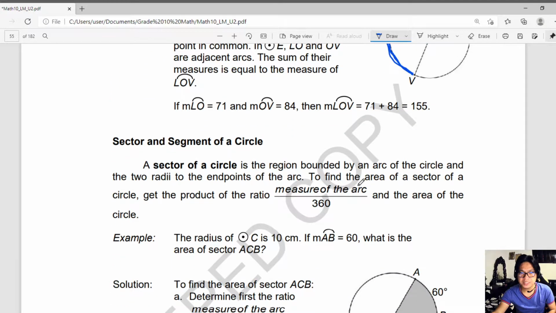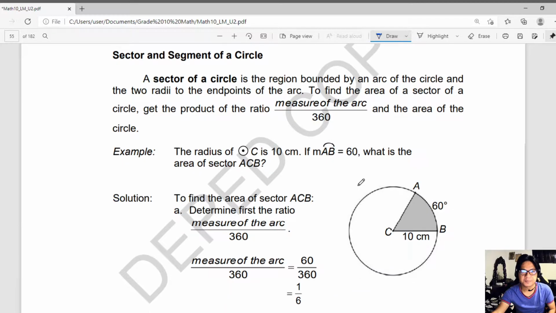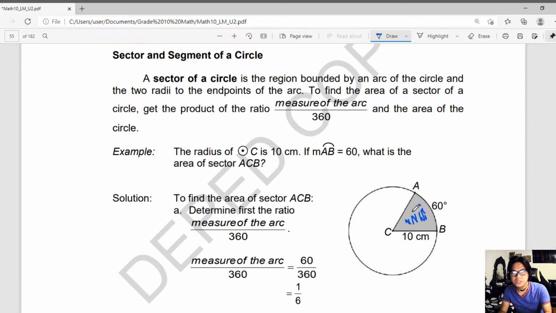Okay, let's proceed now to the sector and segment of a circle. So what is a sector of a circle? A sector of a circle is the region bounded by an arc of the circle and the two radii to the endpoints of the arc. So ito, yung shaded portion dito, ito yung sinasabi natin na sector of a circle. Or pag sa food naman, ito yung parang slice ng pizza, no?